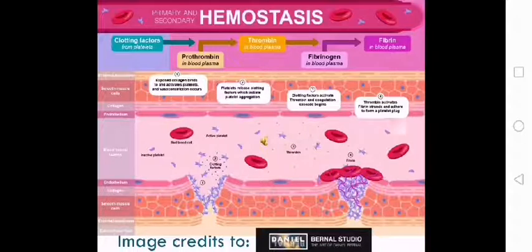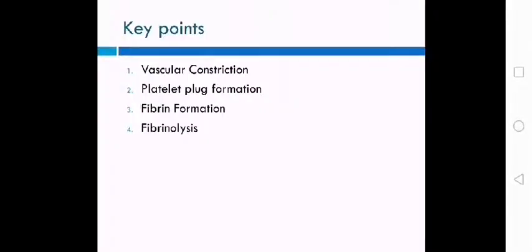Well, summarizing, we have four points: vascular constriction, platelet plaque formation, fibrin formation, and fibrinolysis. We have covered three of them briefly, and in the next video we're going to talk about the coagulation cascade, or the coagulation system, and the formation of fibrin.